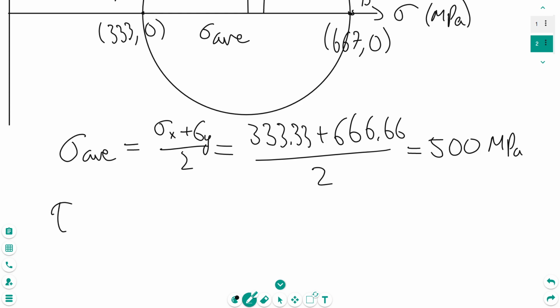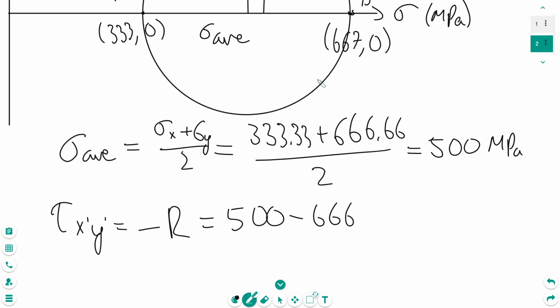To find tau at this plane, we find that it is equal to negative radius as it acts clockwise. To find negative radius, we can simply take the average normal stress minus the higher principal stress, which is 666 megapascals, to obtain a shear stress of negative 167 megapascals. As such, we have now found the normal and the shear stress acting at the 45-degree seam.